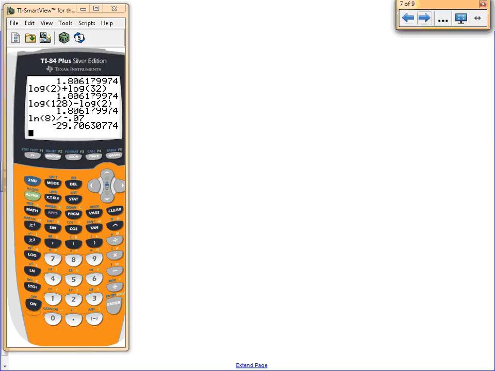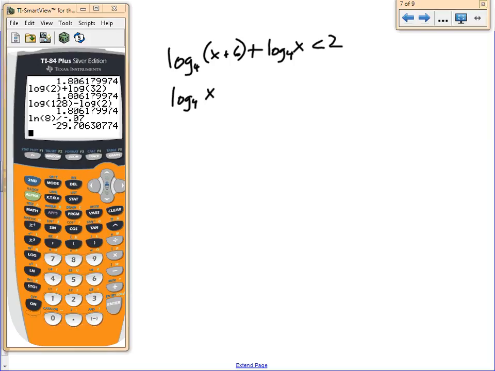Last two. 4c. Log base 4 of x plus 6 plus log base 4 of x is less than 2. So the first thing I've got to do is rewrite this. This is going to be the log base 4 of x times x plus 6 is less than 2.